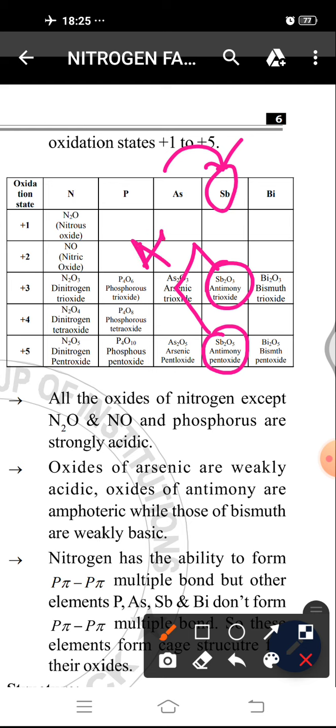Then the last element, that is bismuth. Oxides of bismuth are weakly basic in nature.